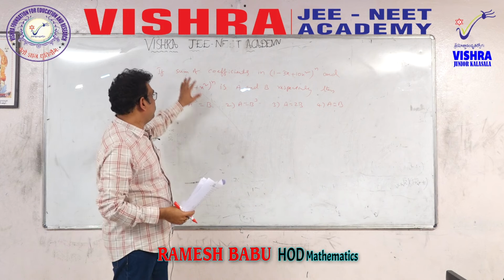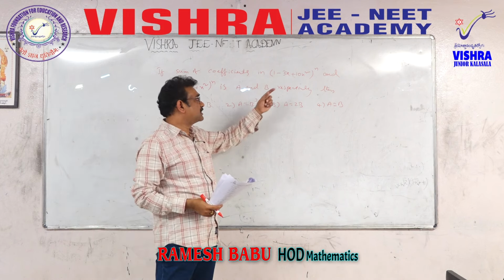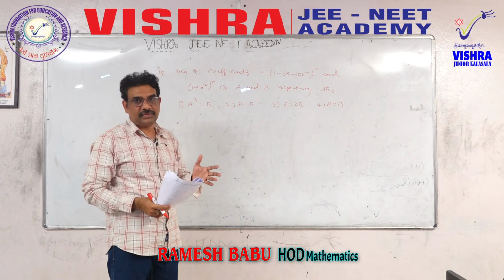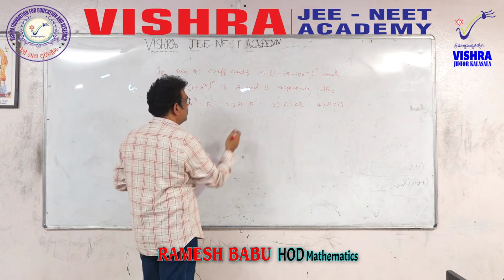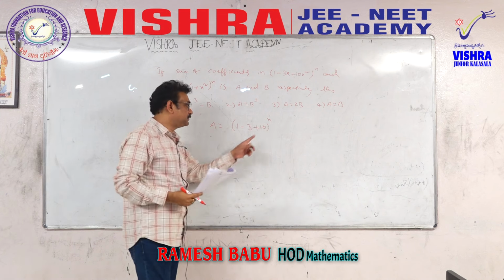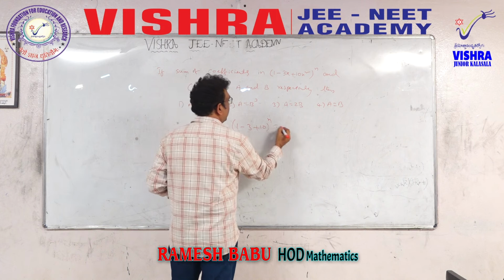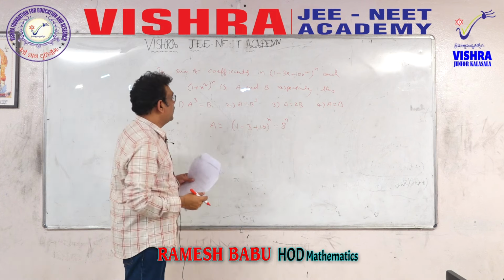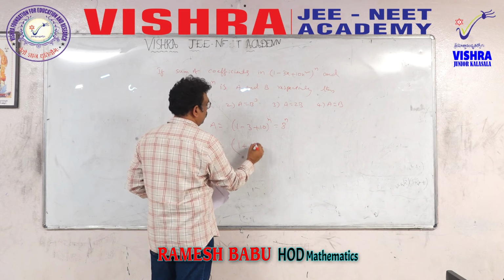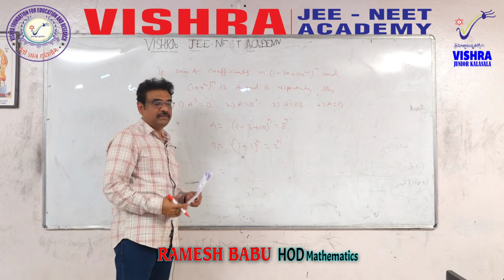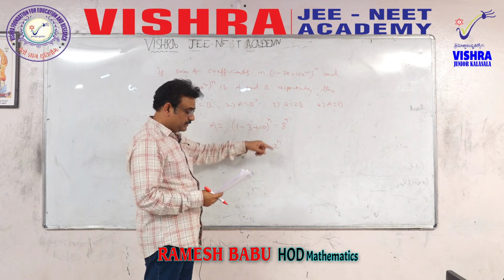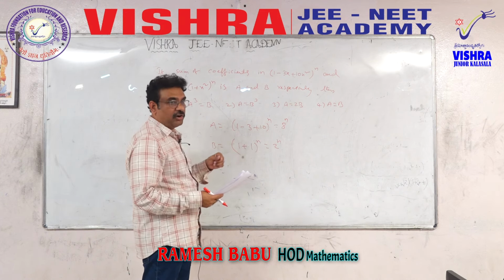So we need to find the sum of the coefficients of the first one, that is equal to a, and the sum of the coefficients of the second one, that is equal to b. To find the sum of the coefficients, put x equal to 1. So a is equal to 1 minus 3 plus 10 whole power n, that is 11 minus 3, 8 power n. So that is a. Now b, put x equal to 1. So 1 plus x square, 1 plus 1 whole power n, that is equal to 2 power n. So a is equal to 8 power n, b is equal to 2 power n.